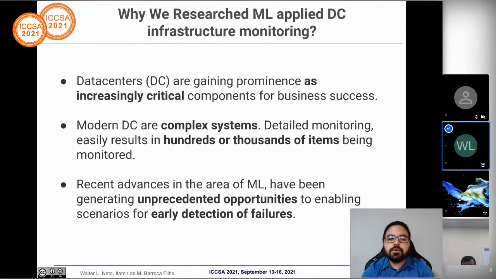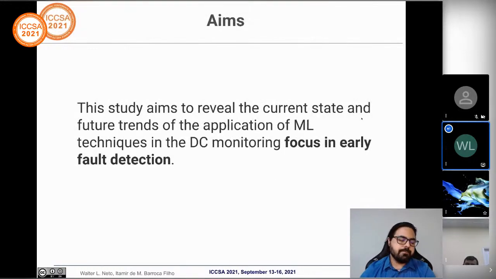So let's start with why we researched machine learning techniques applied to infrastructure monitoring. Mainly because data centers are gaining prominence as an increasingly critical component. Modern data centers are complex systems, and detailed monitoring easily results in hundreds of thousands of items to be monitored. Also, recent advances in the machine learning area have been generating unprecedented opportunities to enable scenarios for early failure detection.